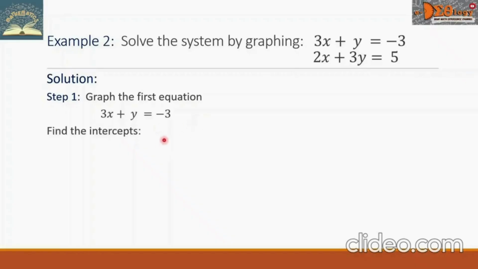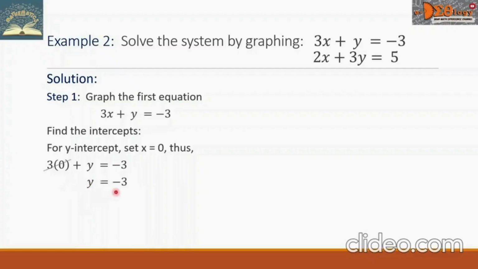Let us find the intercepts. Let's begin with the y-intercept. We set x equals 0. So the equation here becomes 3 times 0 plus y equals negative 3. 3 times 0 is cancelled out, so we have y equals negative 3. We write the point that will be 0, the x coordinate, and the y coordinate is this negative 3.